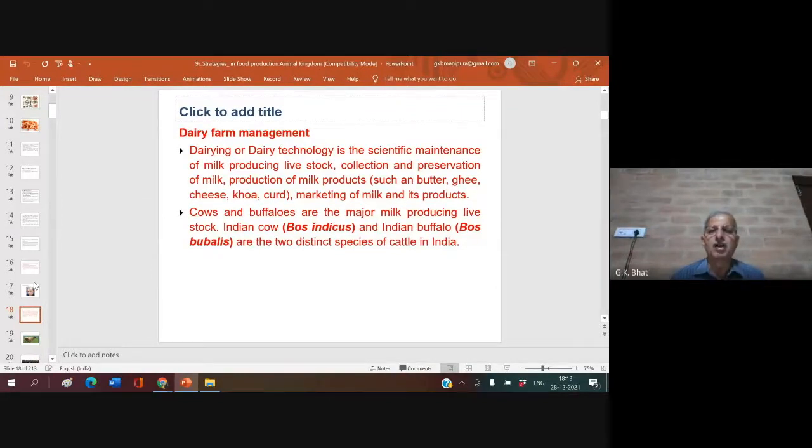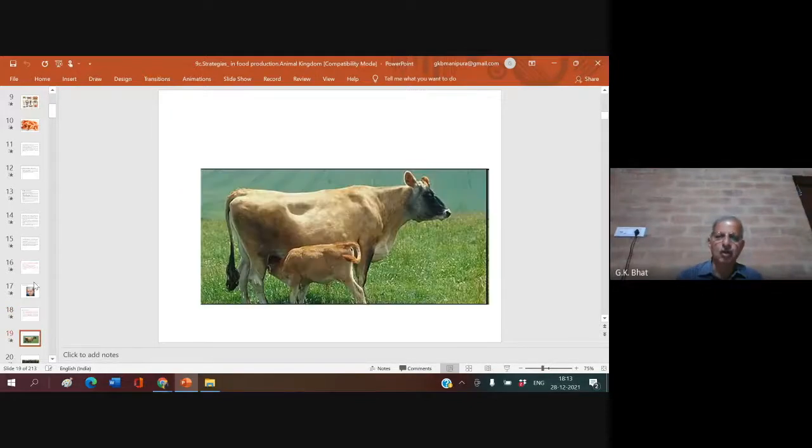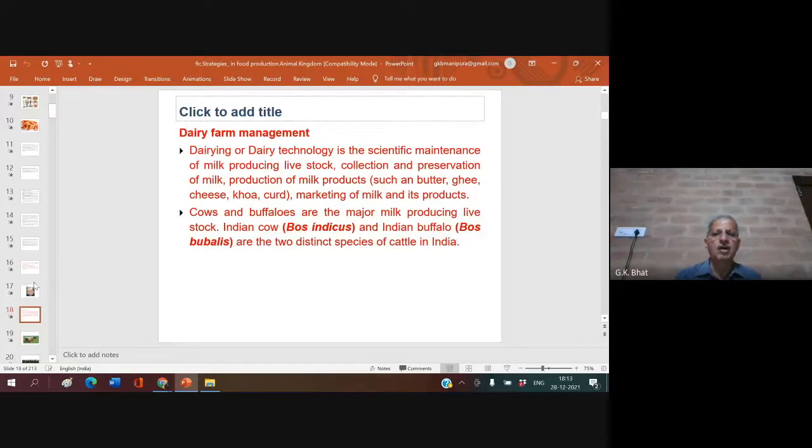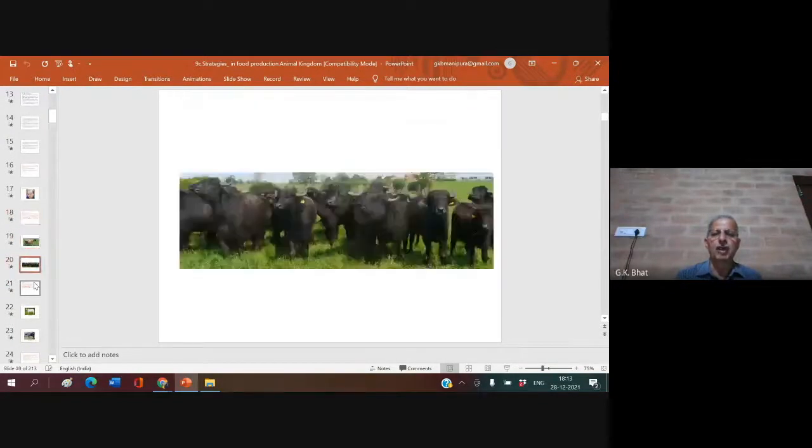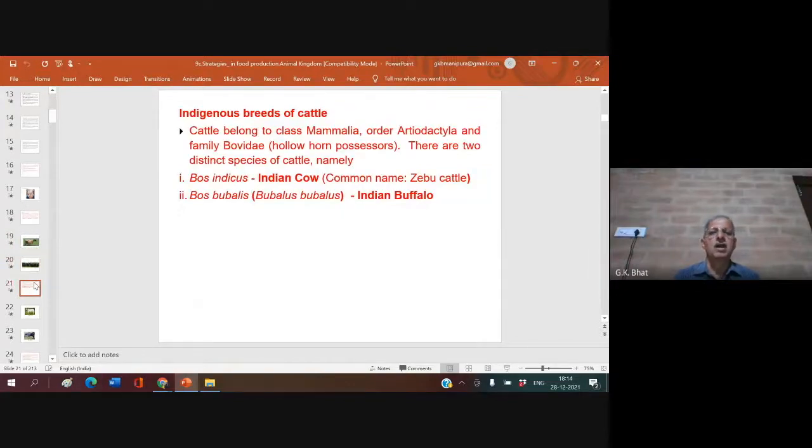Cows and buffaloes are the major milk-producing livestock in India. The Indian cow belongs to the species Bos indicus, and the Indian buffalo belongs to Bos bubalis. These are the two distinct species of cattle in India, the Indian cow and the Indian buffalo. Shall we look into that? Look here. This is the Indian cow, Bos indicus, and this is the Bos bubalis.